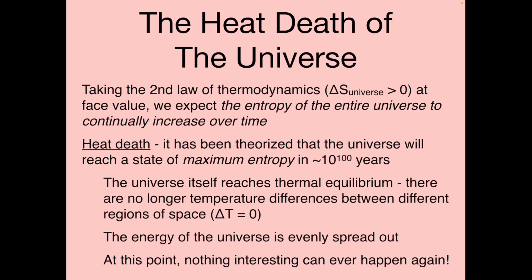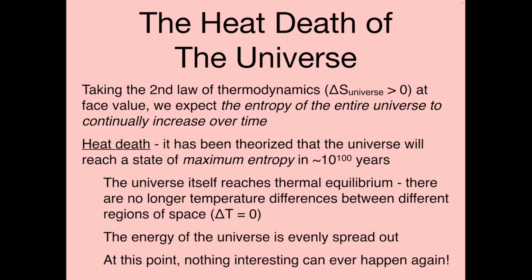Well, the first thing to note is that the universe itself reaches thermal equilibrium. Remember, thermal equilibrium is when things reach the same temperature. So if the universe as a whole is reaching thermal equilibrium, that means every single part of the universe has the exact same temperature. There are no longer any temperature differences between different parts of space.